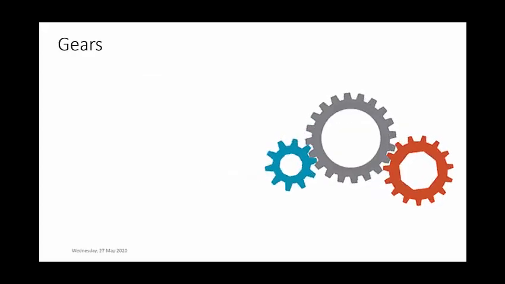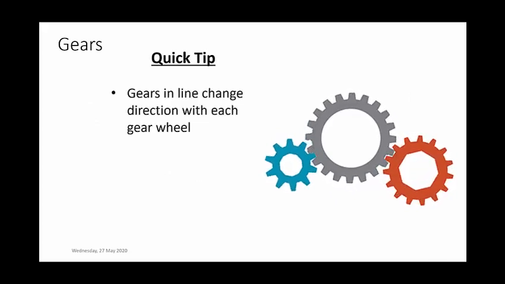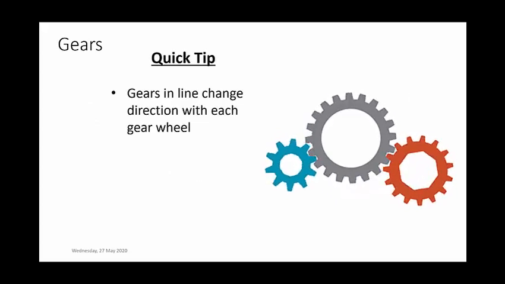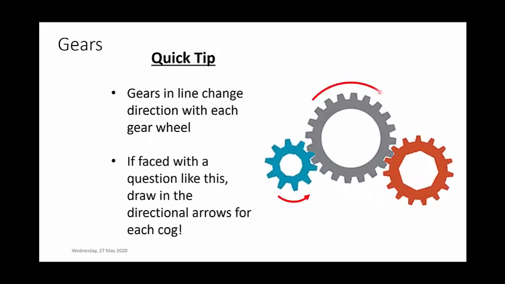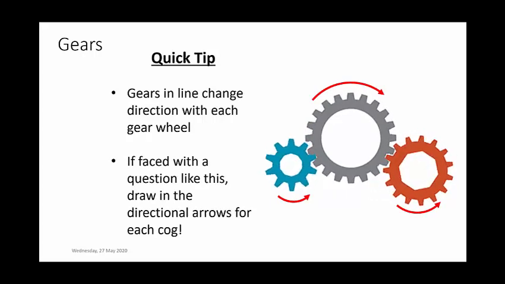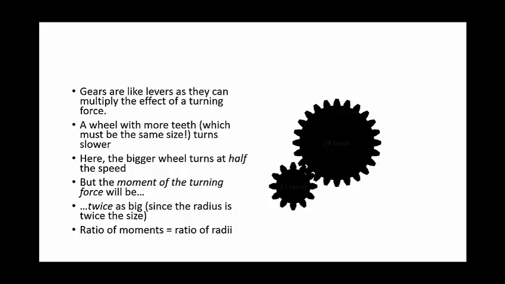Okay, so that's some gears in action. Quick tip, gears in line change direction with each gear wheel. So you see that one goes clockwise, then the next one goes anti-clockwise, and so on. If you're faced with a question like that, draw in the directional arrows for each cog. It will make your life easier.